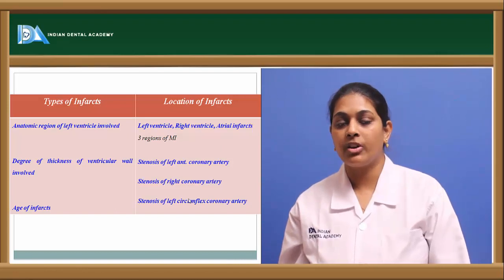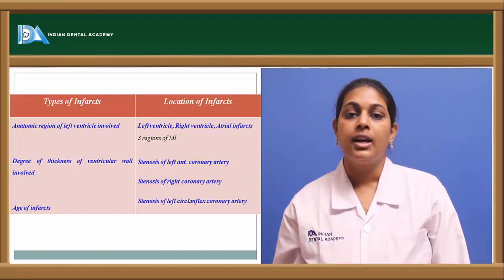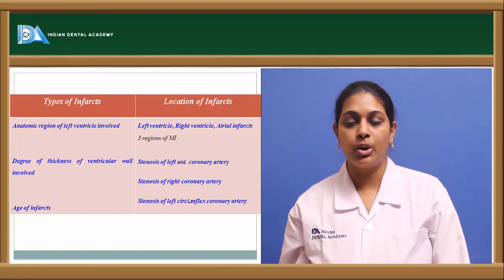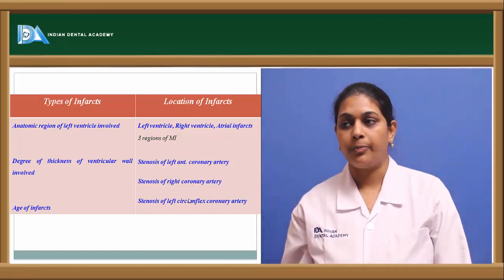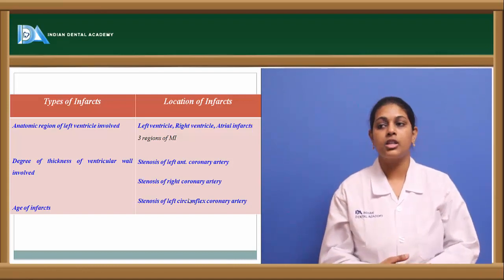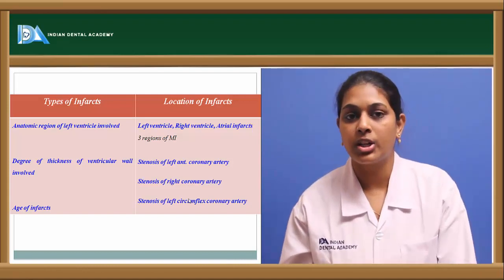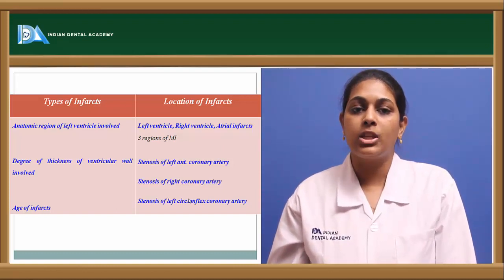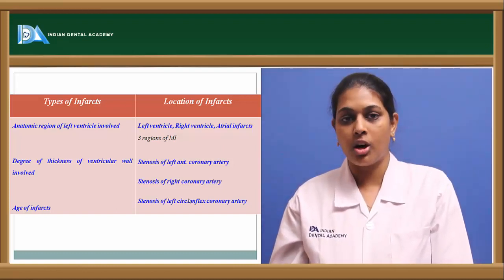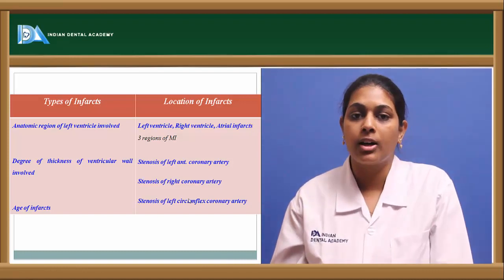Coming to the age of infarcts, they have been classified into two types: acute, fresh or newly formed infarct, or otherwise advanced, old or repaired infarct. Coming to the location of the infarcts, it is usually seen in the left ventricle, right ventricle, as well as atrial infarcts. And based on this, there are three regions of myocardial infarction that can occur.